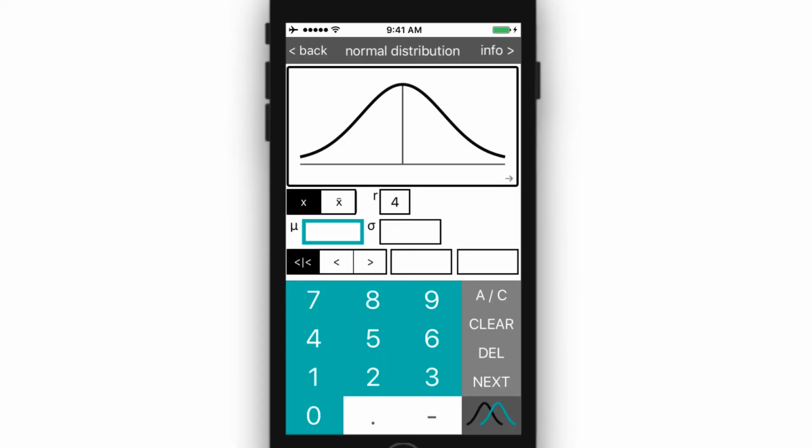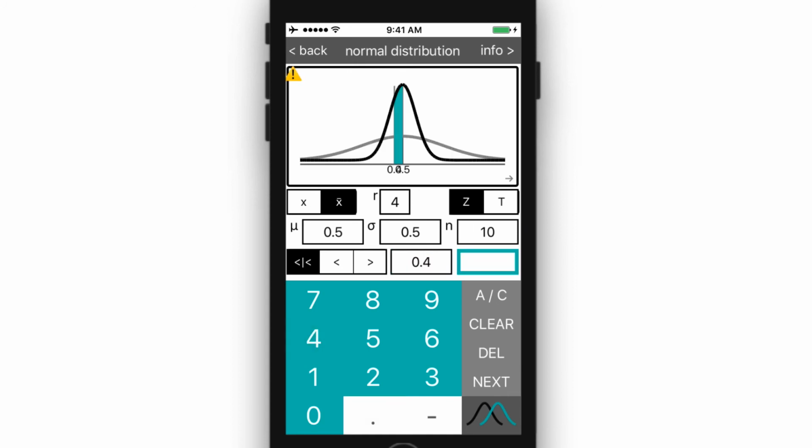We can use the statmagic app to see the CLT at work. In the normal distribution calculator, this time choose X bar mode because we're going to be looking at distributions of sample means. From our coin example, mu is 0.5, the standard deviation was 0.5, and let's start with an n of 10. Just ignore the z versus t toggle for now. So first, let's calculate the probability that a sample of 10 flips gives a proportion of tails between 0.4 and 0.6. Hit calc, and there you go, z-score is included.